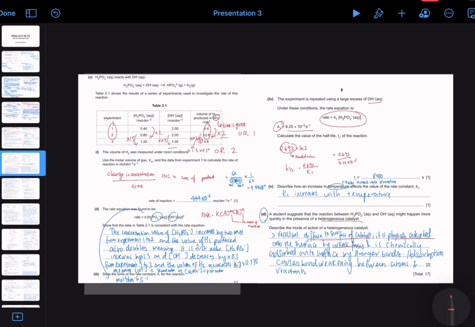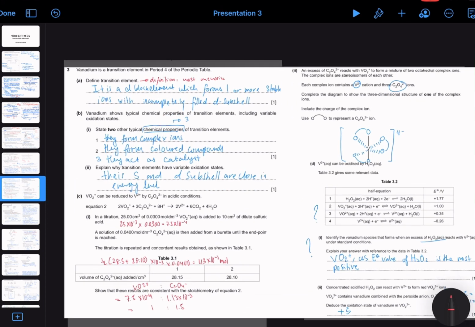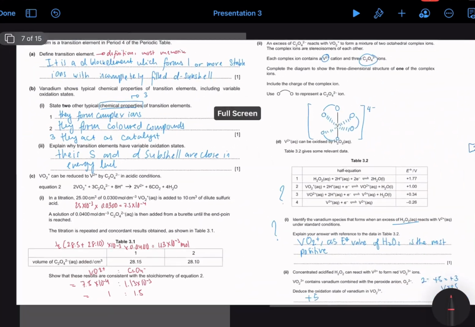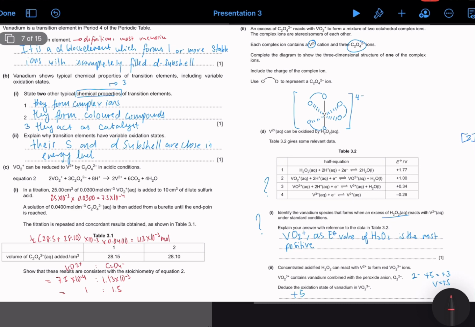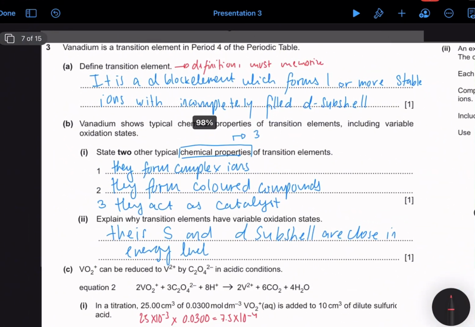Alright, for the next question, question 3. By the way, we're still dealing with inorganic. Here, transition elements are exactly inorganic. The previous question was mainly physical, and we've just reached inorganic.